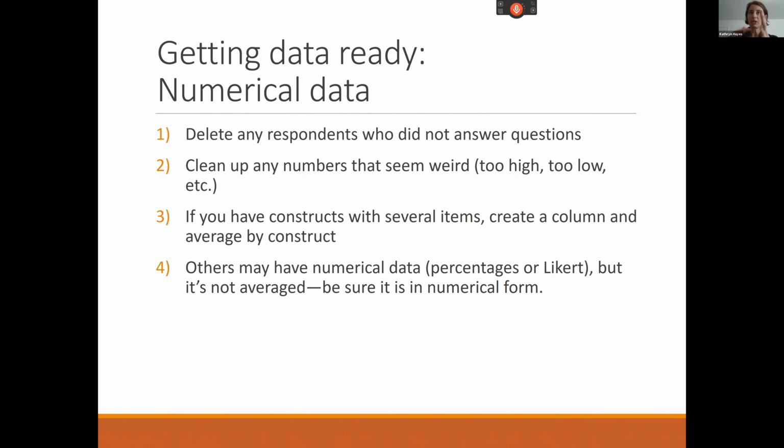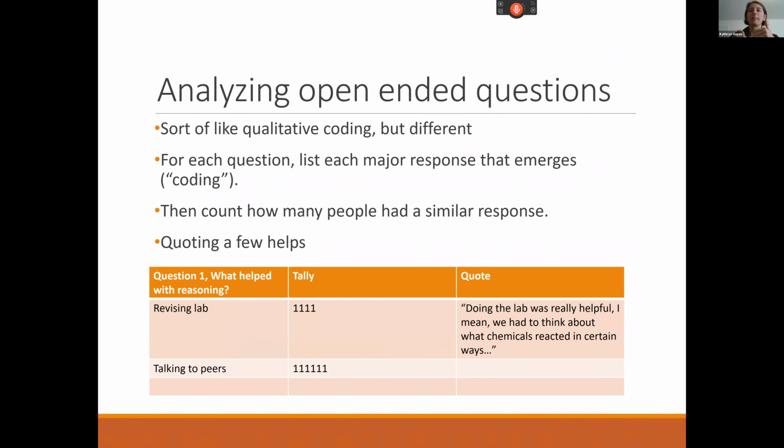It's like qualitative coding, but it's kind of different because usually you do it by question and you list the major responses that emerge. So, for example, this question: what helped with students engaging in scientific reasoning? The teachers might have said things like, it really helped when they had to revise the lab. Another teacher might have written, I think it helps when I make them take my comments and make revisions. Even though those are slightly different, they both have to do with revising the lab. So for each one of those, I put a category, revising the lab, and I make a tally point.